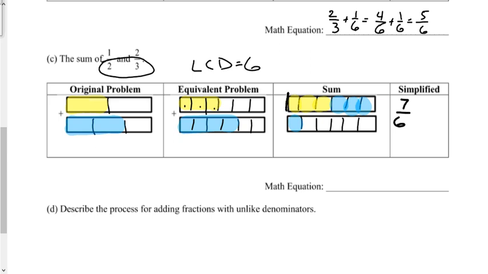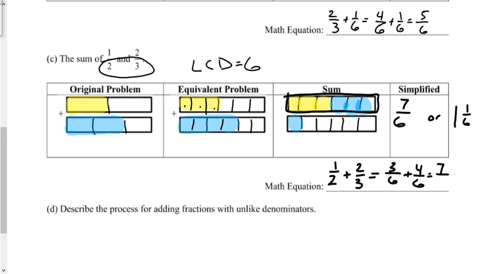You could also think of it as having 1 whole shaded, and then 1/6 left over. So 7/6 is the same thing as 1 and 1/6. Right? So 1/2 plus 2/3 is going to become 3/6 plus 4/6 makes 7/6.